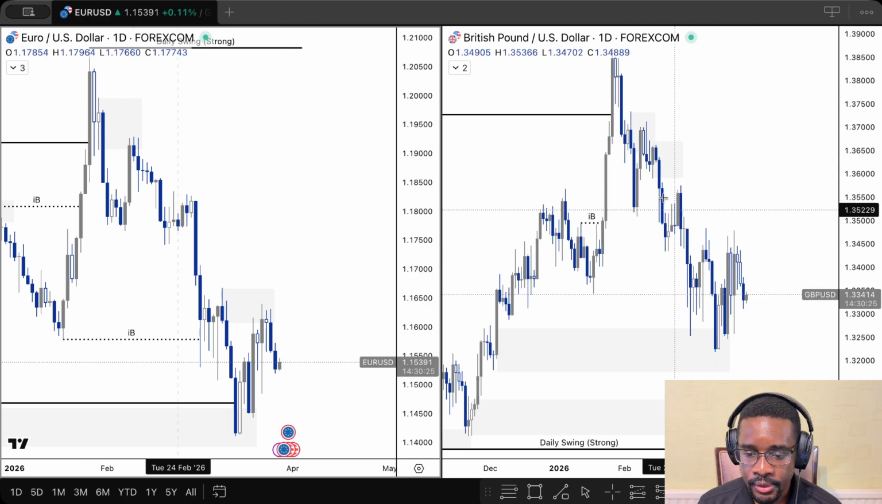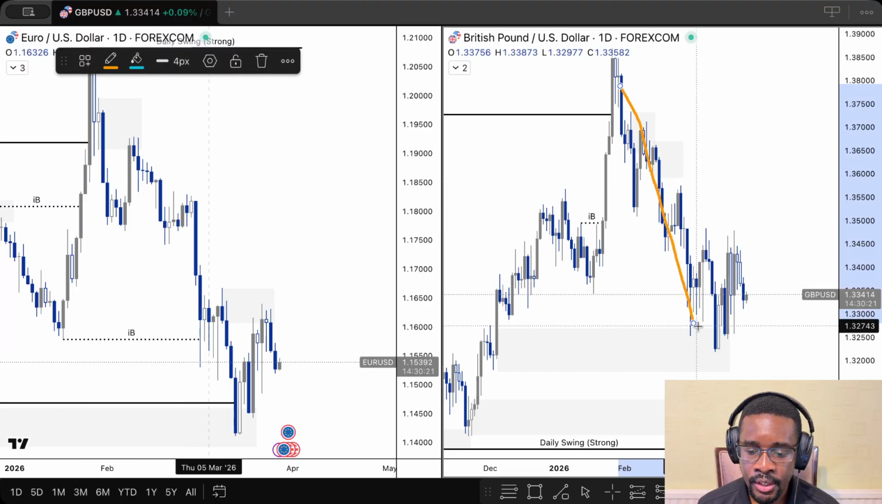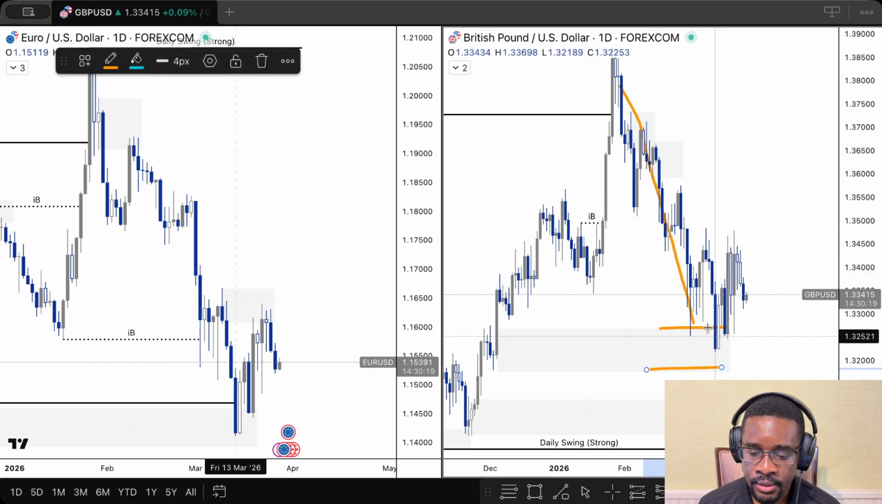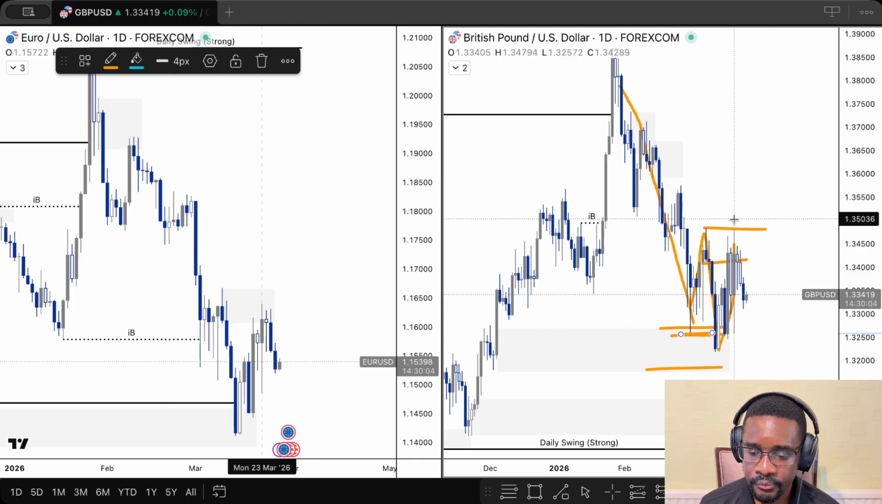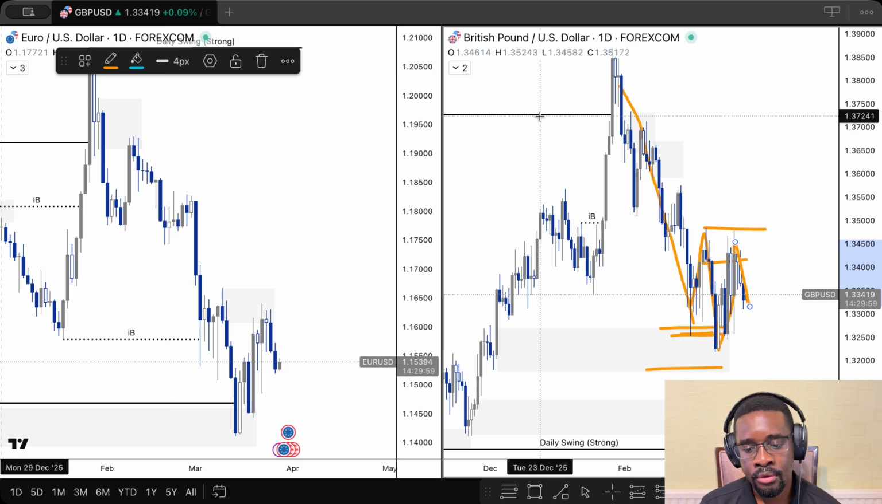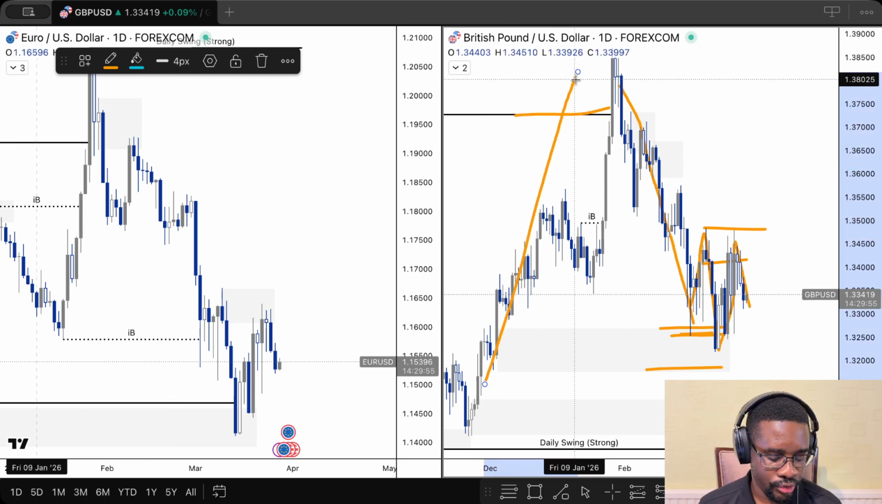For the pound, it's the same or similar. We've been in this pullback phase. We came in, we mitigated this area of demand, had a reaction, came back again, had a deeper mitigation, and we've come back into this fractal supply that led to the break of this internal structure. And now we've been reacting from it as well. However, from a swing perspective, the daily is still bullish on the pound.